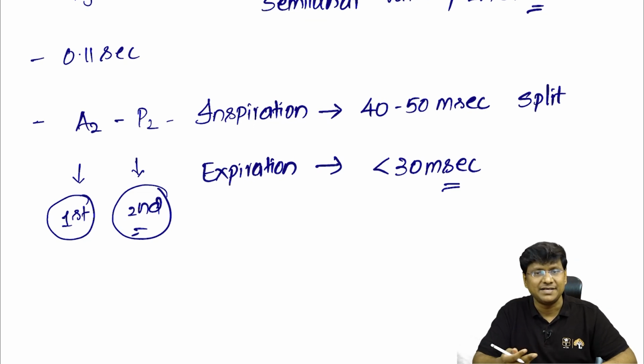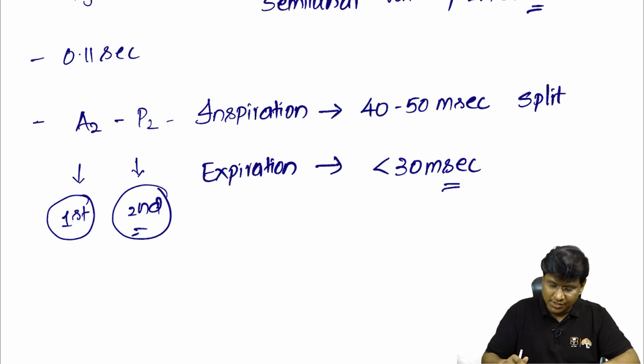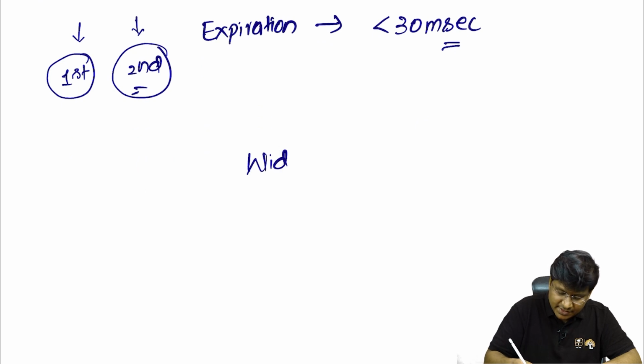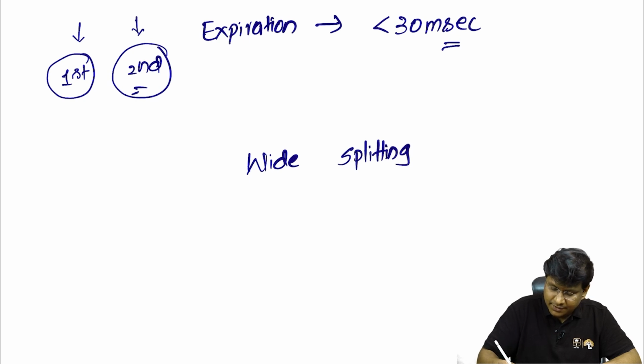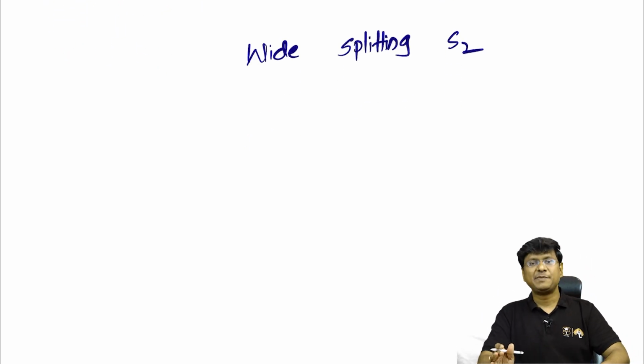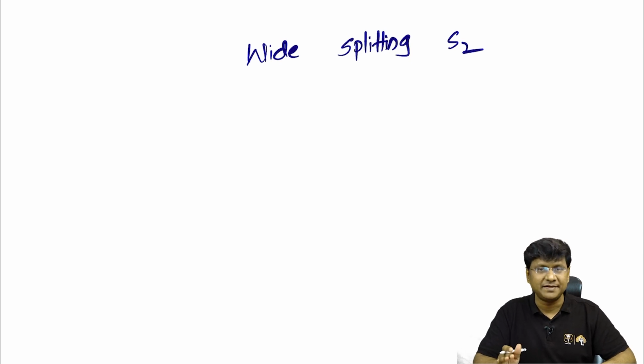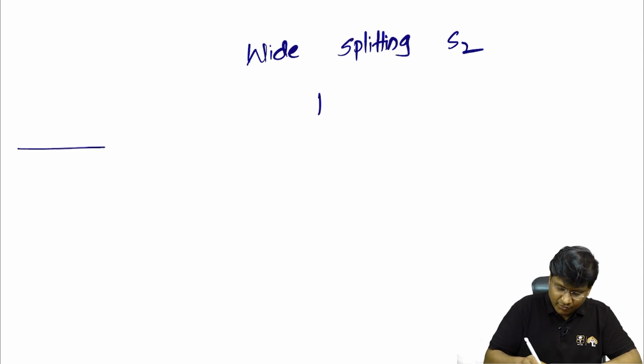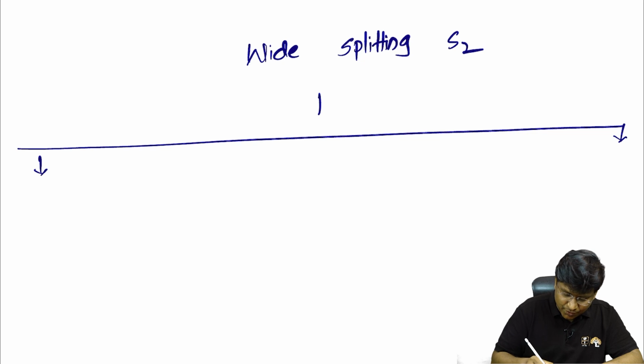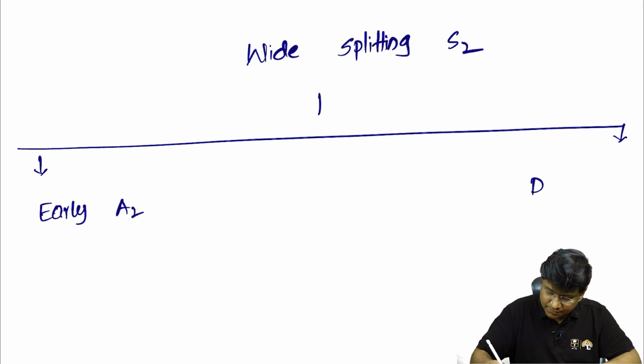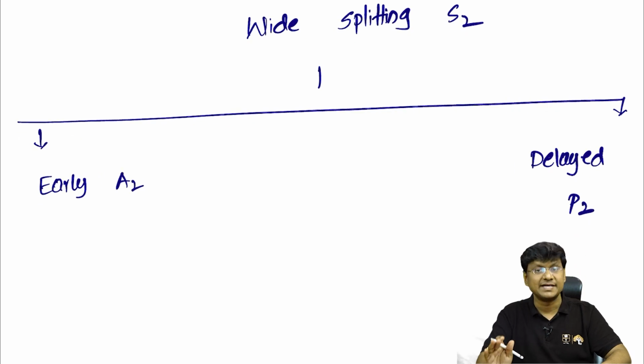Then what are the abnormalities related to the second heart sound? The conditions you need to know are the conditions where there is wide splitting of the S2. Normally the split between A2 and P2 is around 40 to 50 milliseconds during inspiration. During expiration it is less than 30 milliseconds, right? But wide splitting of S2 is mainly due to early A2 and delayed P2. Early A2 and delayed P2 are the ones which will cause the wide splitting of the second heart sound.